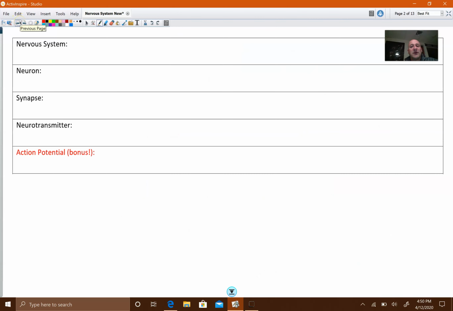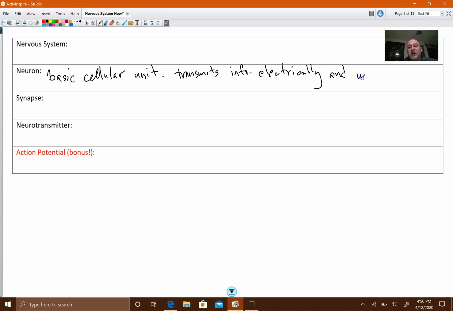These are some of the terms that you were looking up to define the basic terms for the nervous system in general, the control and coordination system for your body. The basic cell unit is called the neuron or the nerve cell. And that basic cellular unit is what actually helps to transmit information in your body, usually electrically, and using neurotransmitters, which are chemical messengers that work over a short distance between nerve cells.